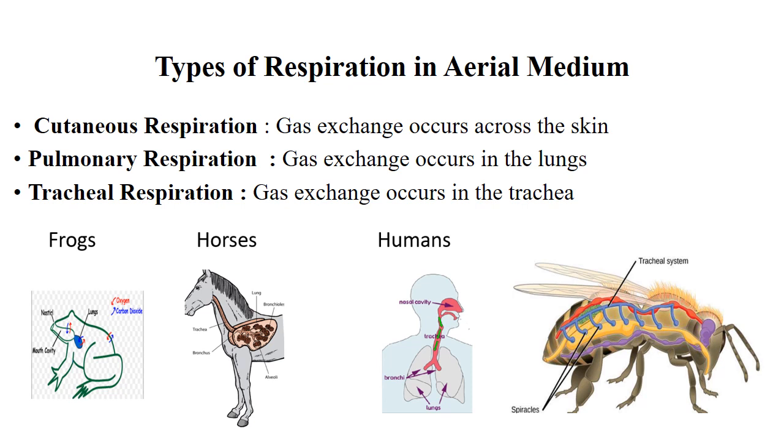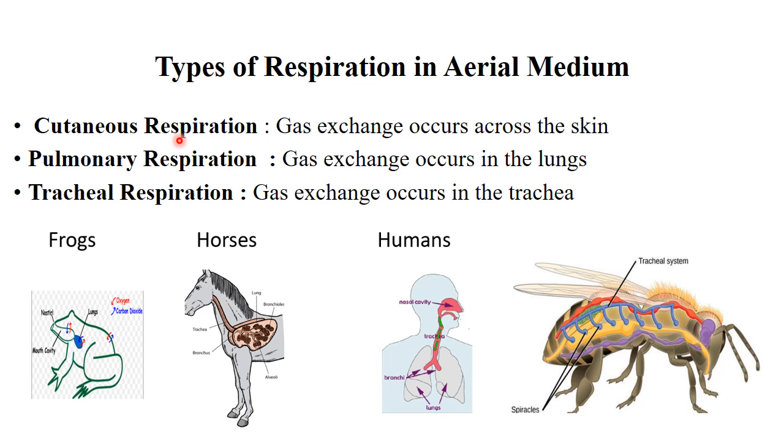What are the three types of respiration in aerial medium? There are three types of respiration in aerial medium. When I talk about the aerial medium, this is the medium that has air. So the first one is the cutaneous respiration, the second one the pulmonary respiration, and the third one the tracheal respiration.